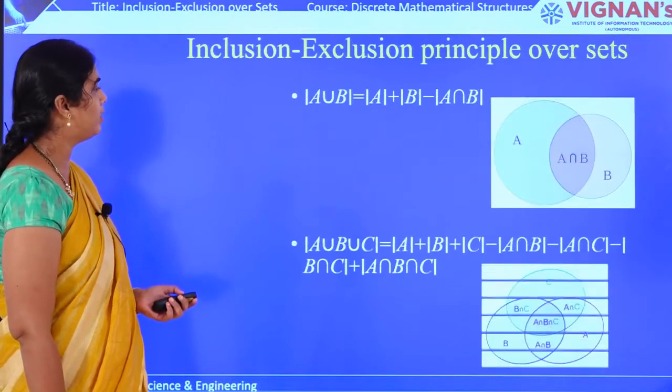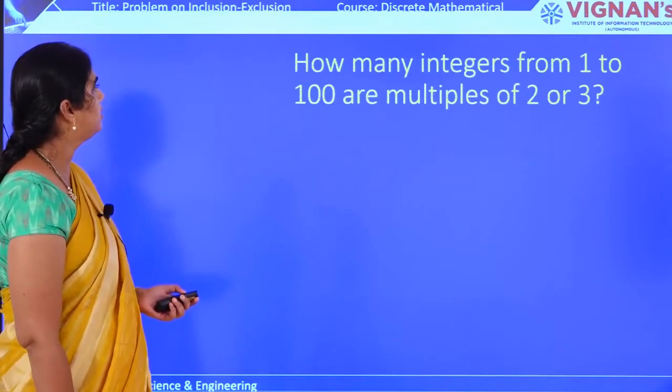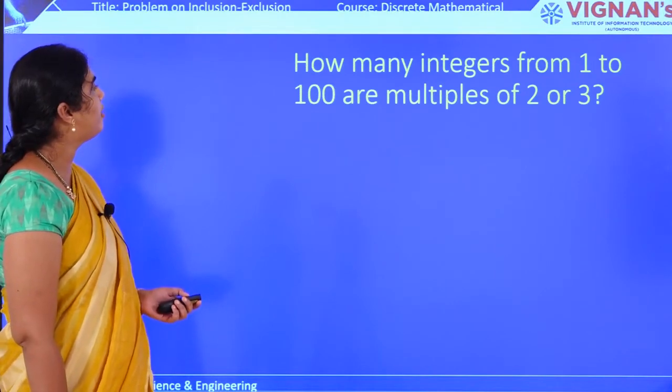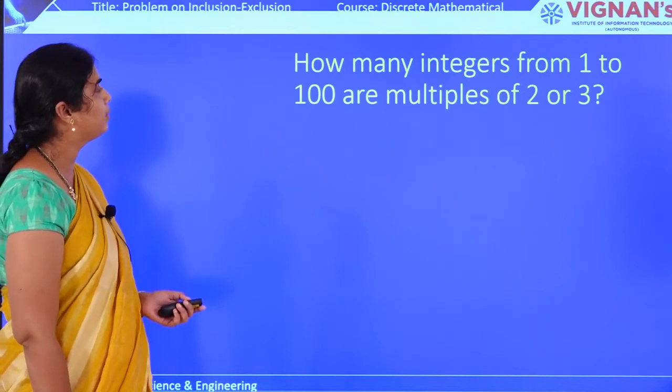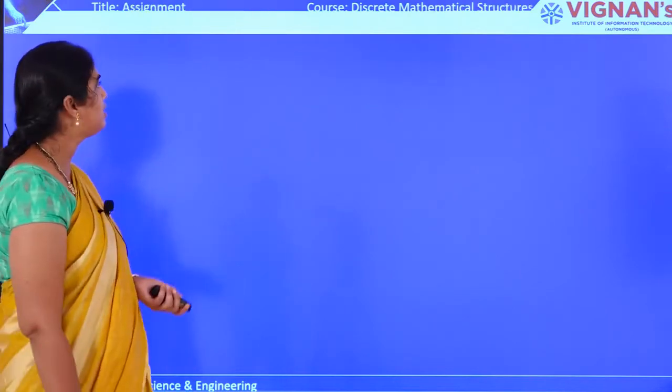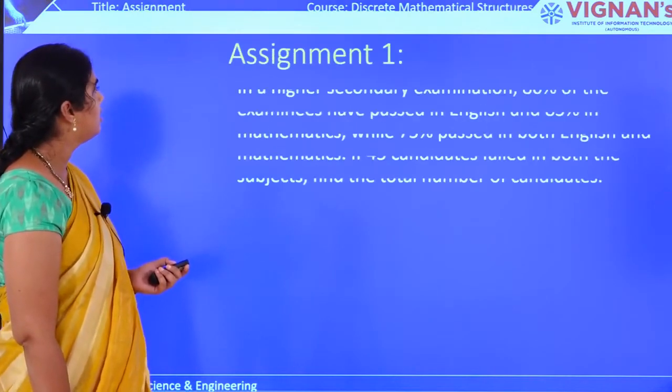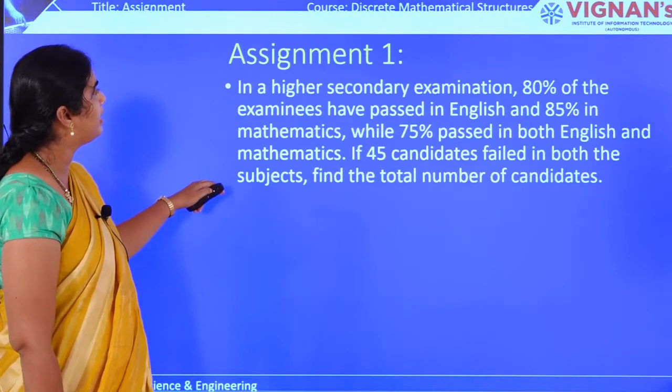This I already explained. The problem: how many integers from 1 to 100 are multiples of 2 and 3? This is an assignment for you. Just try to solve this. This is also an assignment which will be given.